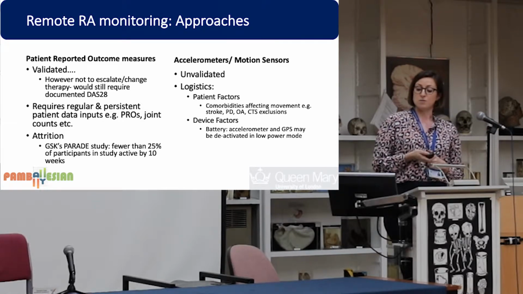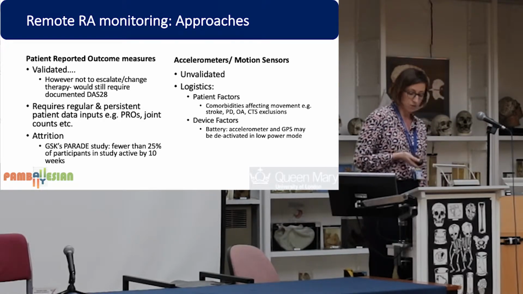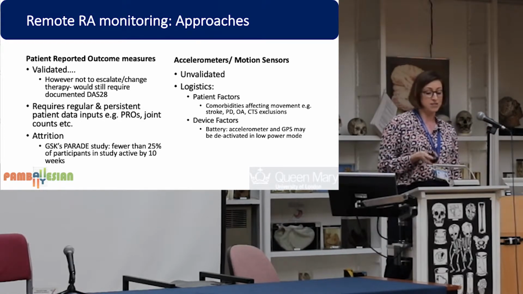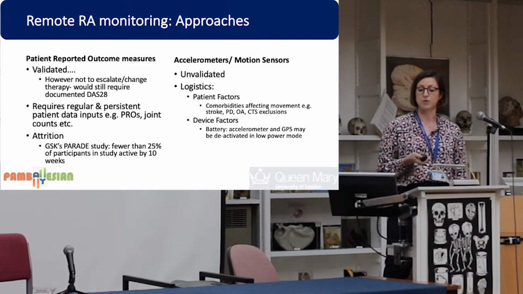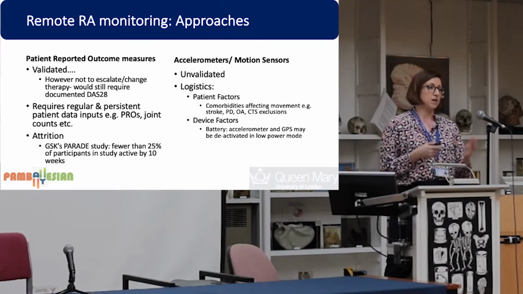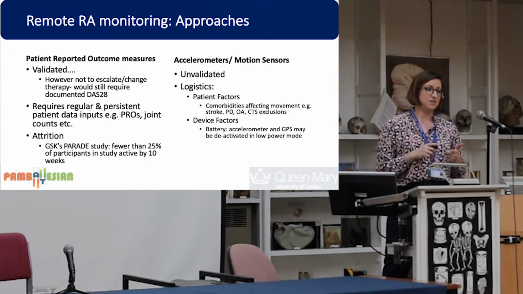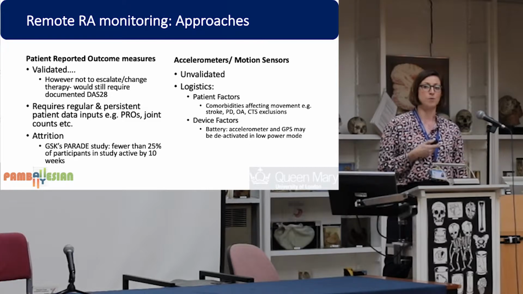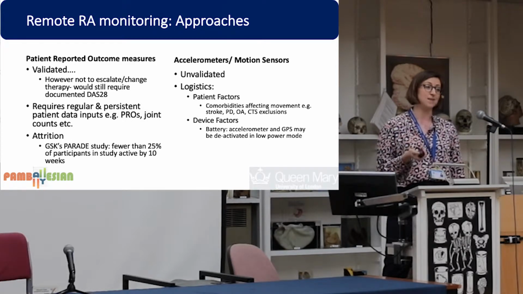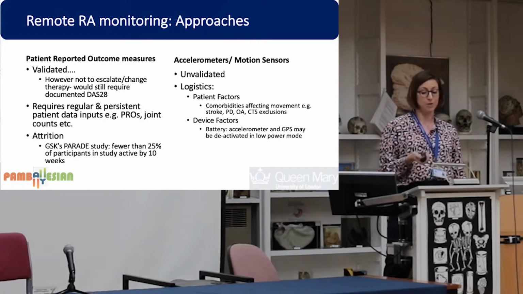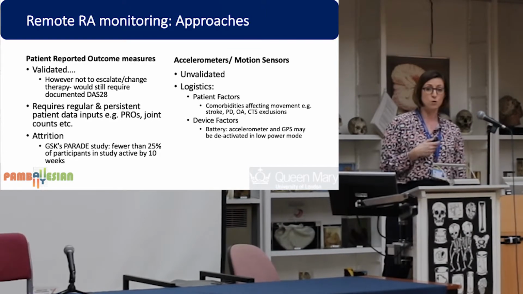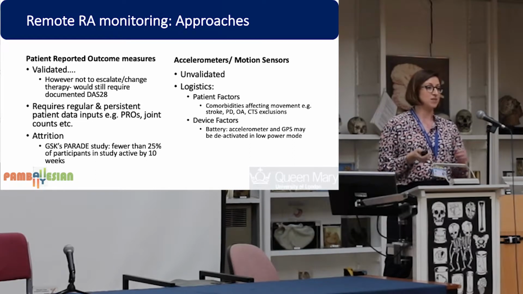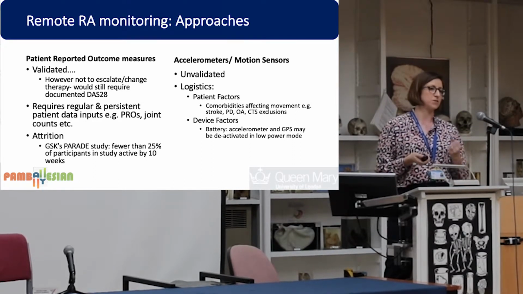The alternative is to use novel measures like accelerometers, which is exciting but unvalidated, and there are some logistical drawbacks to it. For example, any global gait mobility study has had to exclude anyone with mobility comorbidities, including things like osteoarthritis, which is incredibly common in our patients, or patients with Parkinson's disease or stroke. Some studies have looked at hand movement and wrist movement and had to exclude patients.